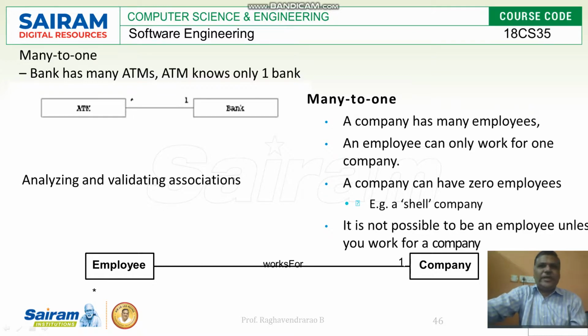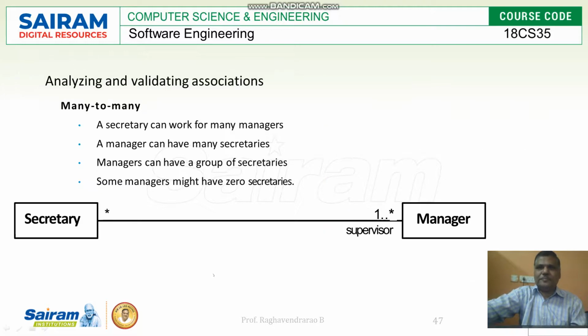Widening the associations. Here, this star is missed actually. Zero or more employees work for one company. More employees work for one company. A company can have 0 or more employees. Many to many.